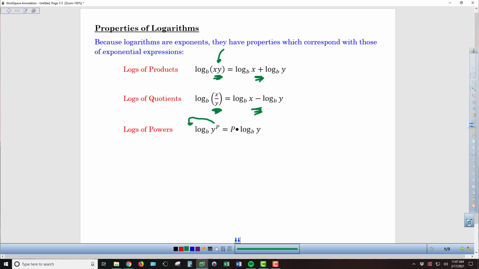So we can also work in the opposite direction, where we start off with what we see on the right in all of these circumstances and move towards what we see on the left. So instead of taking a logarithm and expanding it, we can take multiple logarithms that are being added and subtracted or have a coefficient in front of them and then rewrite them as a single compact logarithm.